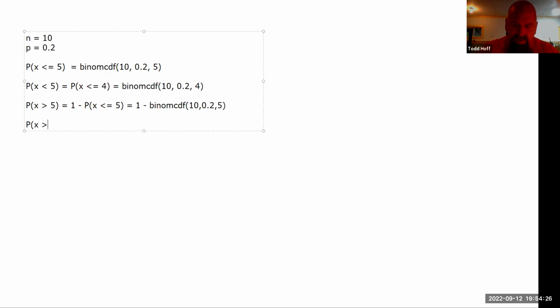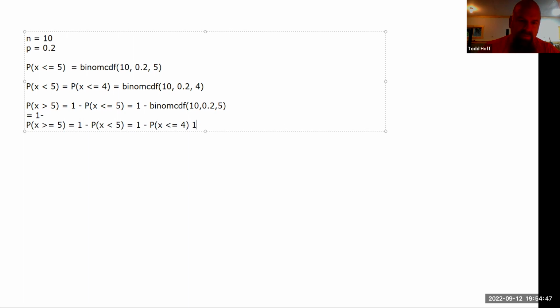Probability that X is greater than or equal to 5. Well, the complement there is 1 minus the probability that X is strictly less than 5. So that's going to be 1 minus the probability that X is less than or equal to 4. So that'll go into the binom CDF as 1 minus binom CDF, 10 trials, 0.2 probability of success, and 4.